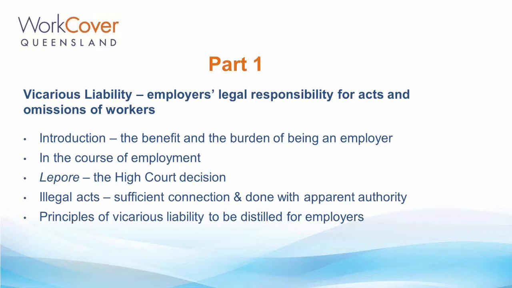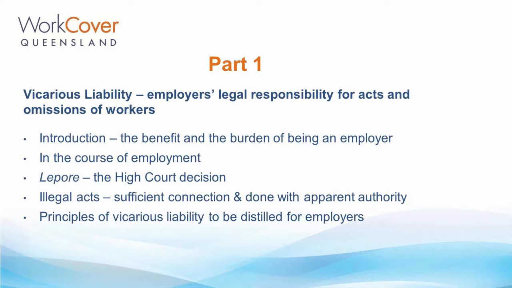The general rule of the law of negligence is that a person is not liable for the wrongdoing of another. However, vicarious liability is an exception to that general rule and has two essential characteristics. Number one, it concerns liability for the negligence or breach of duty of another, and in this case your workers. And number two, it is strict liability, or liability without proof of fault on your behalf as the employer.